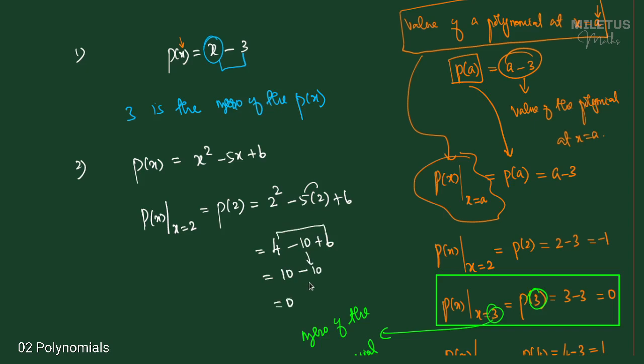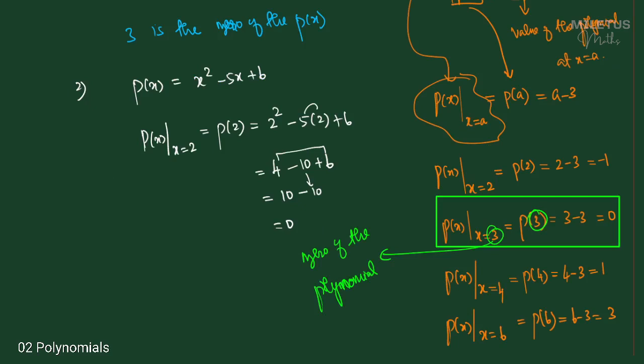I already know that 4 plus 6 is 10, and this is minus 10, hence this is going to give you 0. That means the x value 2 makes the value of the polynomial 0. In other words, the value of the polynomial p at x equal to 2 is 0, so we are going to call 2 a 0 of the polynomial p of x. I want to stress the word called 0 over here because of this reason.